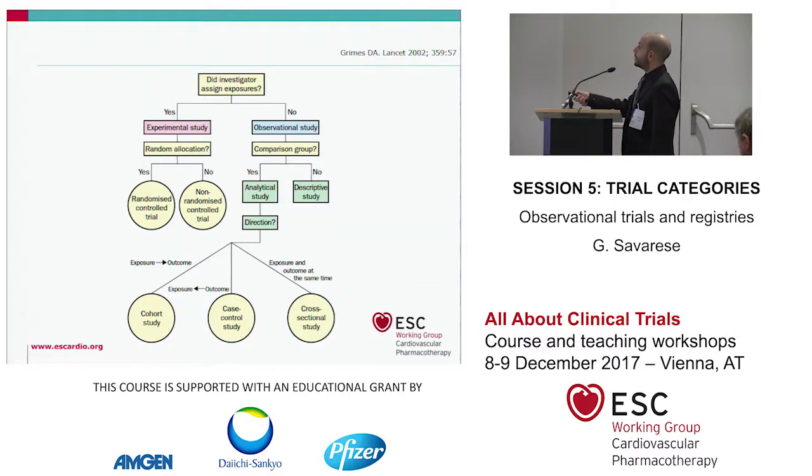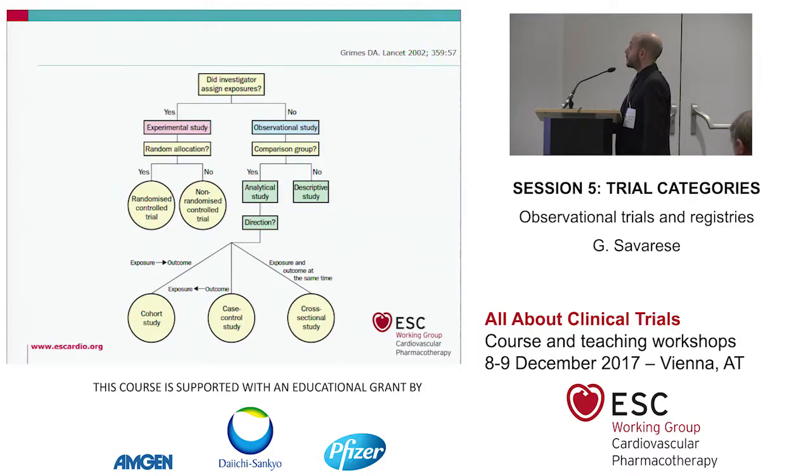Here on the right, you can see the observational studies in which the investigator doesn't decide which patients will take the investigational drug, let's say, and which ones won't. On the left, we have the randomized clinical trials. Alexander will talk about this later.